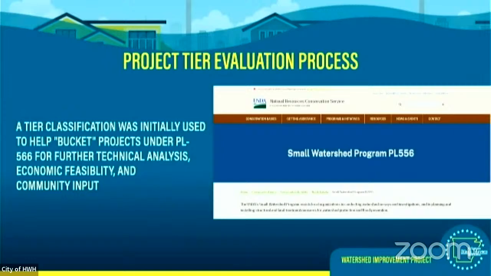In our project right now, we have things broken up into tiers. The tier classification is under the classes. It's tier six, under the practices for further analysis and economic feasibility.